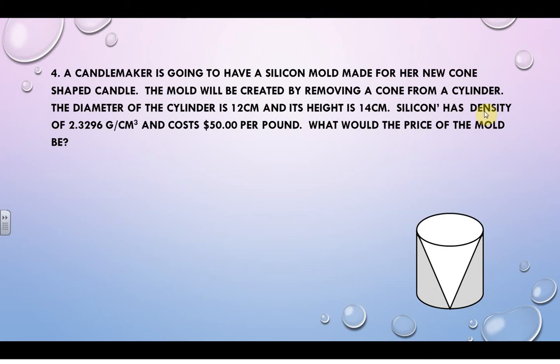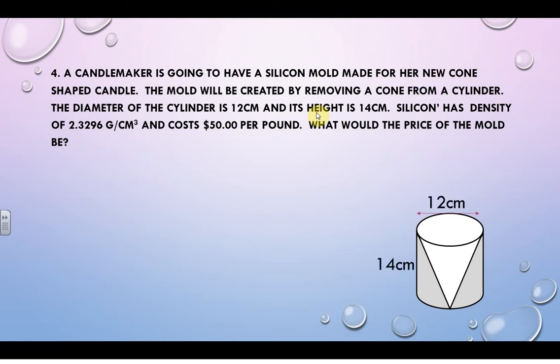Silicone's density is 2.3296 grams per centimeters cubed, and it costs $50 per pound. So centimeters cubed matches my centimeters, but I'm seeing that pound and I'm not really sure what to do. What would the price of the mold be?